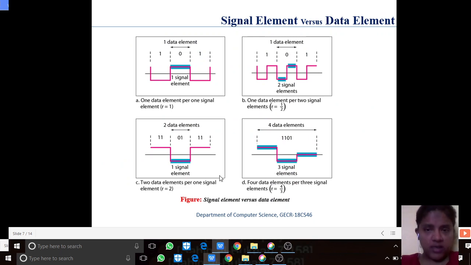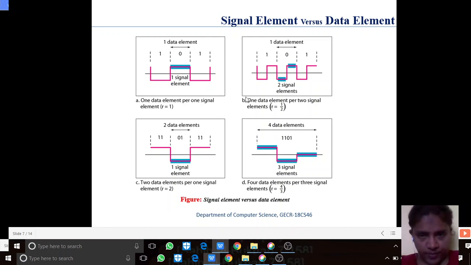Now, let us see the comparison of signal element and data element. Now you can see this data element 1, 0, 1. These three pieces of information are there, and here in the signal component there are three signals. One data element contains one signal element. A 1:1 relation is there. Now one data element 0 is related to one signal element. Hence the ratio, data element divided by signal element, is nothing but 1 by 1. One data element divided by one signal element, and the ratio is 1.